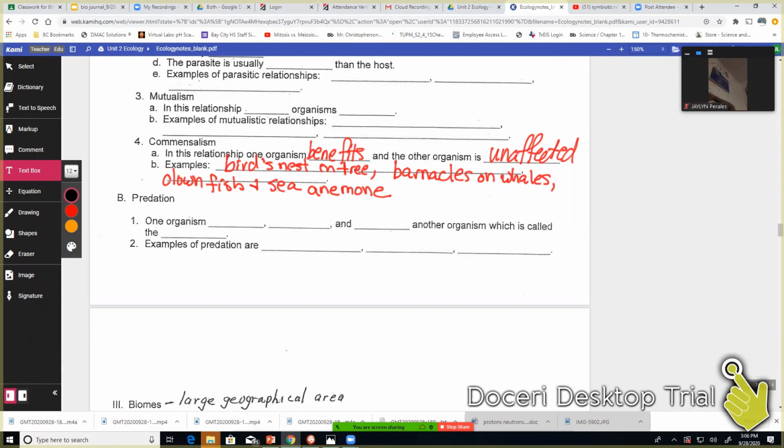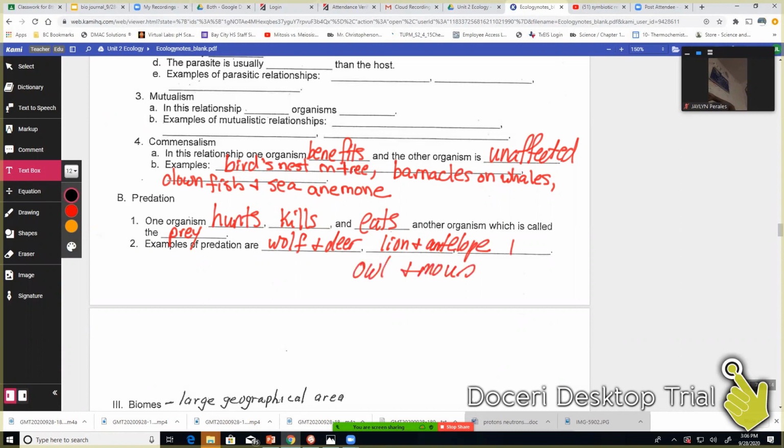And then predation is not really a symbiotic relationship, but it is a type of relationship where one organism hunts, kills, so that's going to be a little bit different right there, and eats another organism, which is called the prey. So the predator eats the prey. Of course you can think of an example: wolf and deer, lion and antelope, owl and mouse.